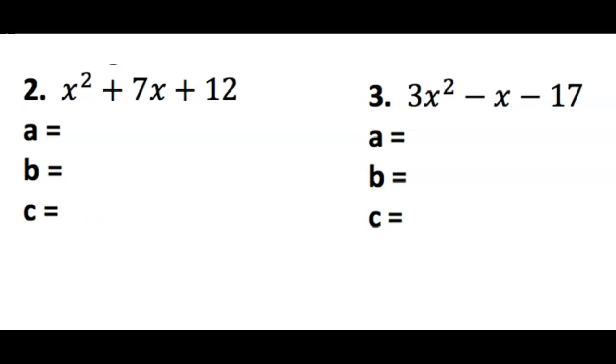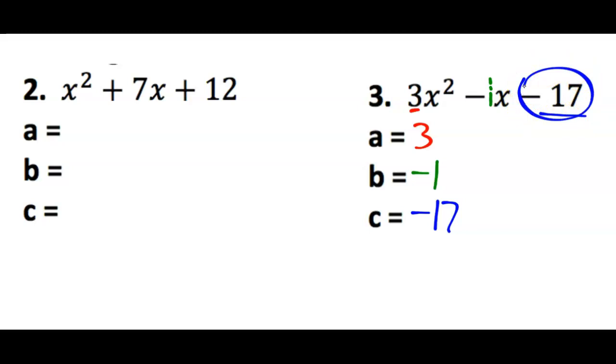So, number 3, what's my A? Well, it's 3 because that's attached to my x squared. And my B is negative, oh yeah, there's an imaginary 1 there, negative 1. And my C, therefore, is negative 17. Again, my sign comes with it. This is all one thing.